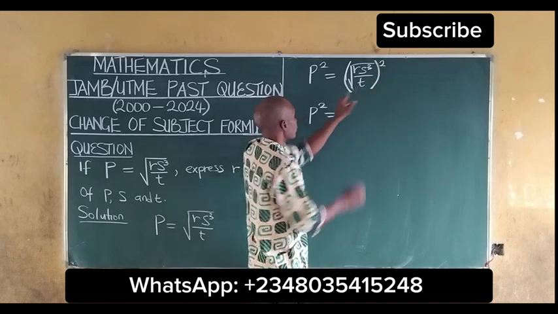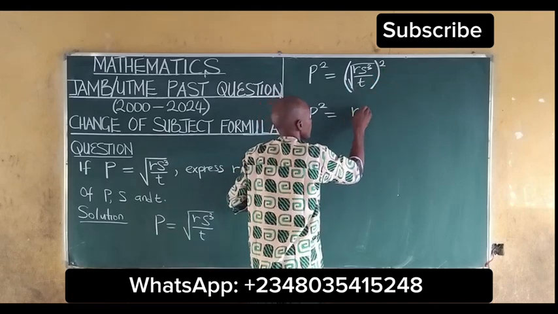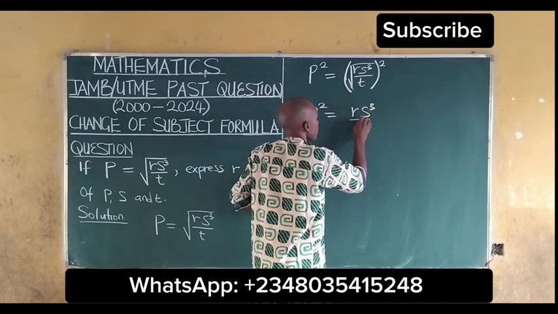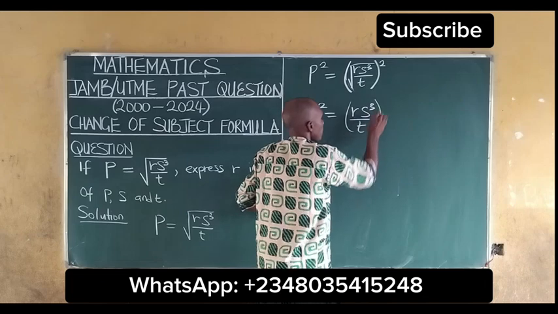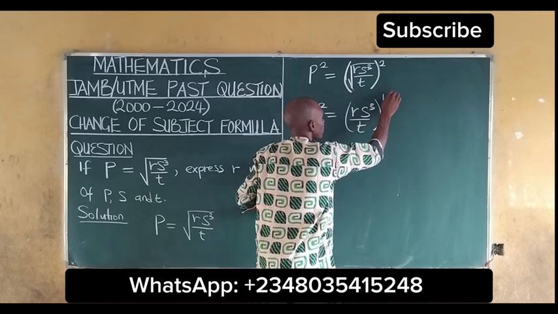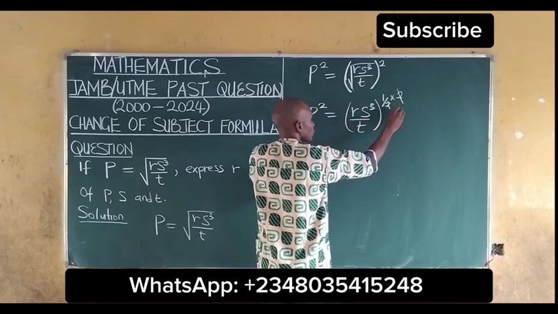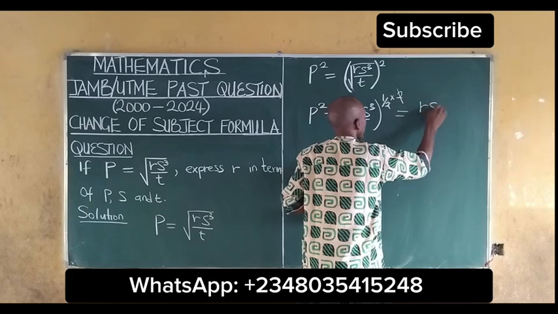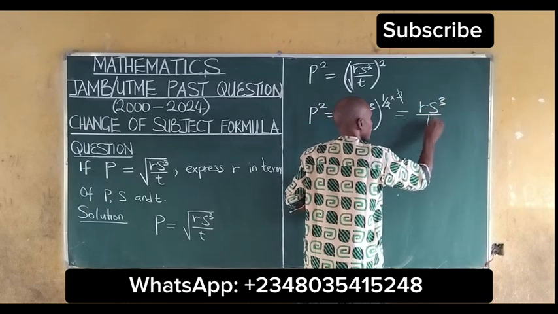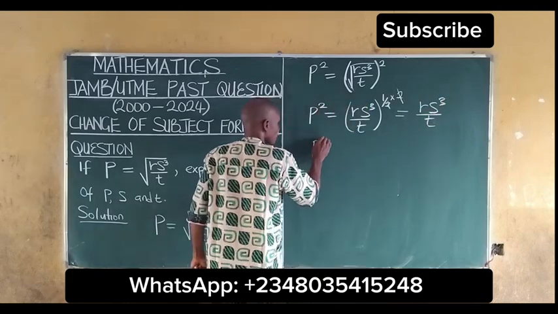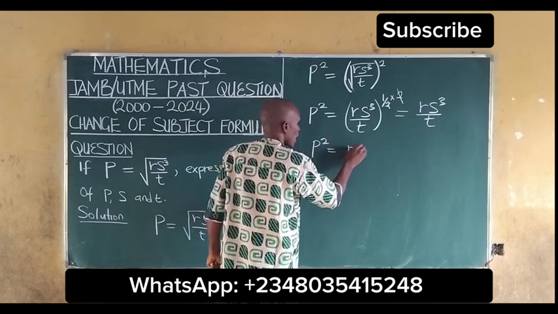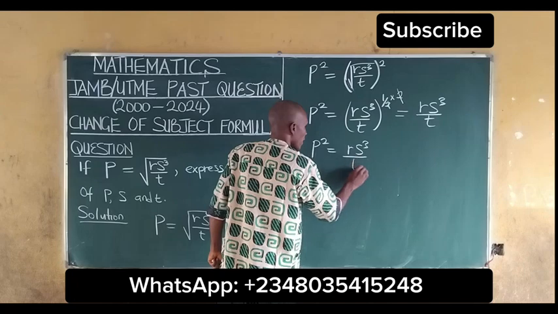The reason is because we can write this to be 1 all over 2 multiplied by this square, 2. So this will cancel this. We'll be left with this, which is equal to R S cubed all over T. It then means that P squared is equal to R S cubed all over T.